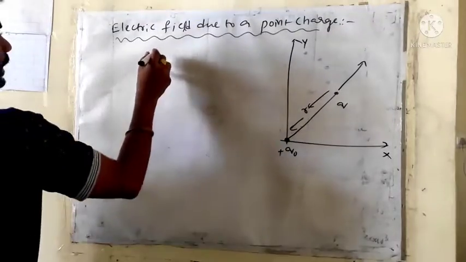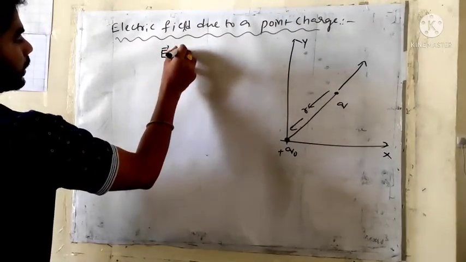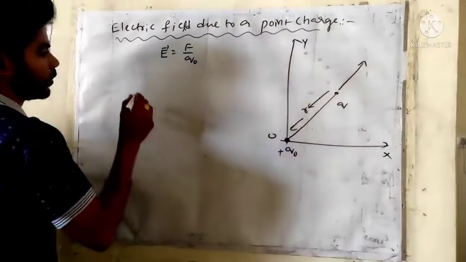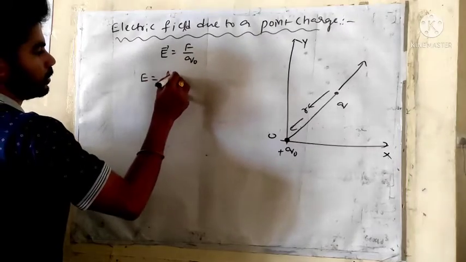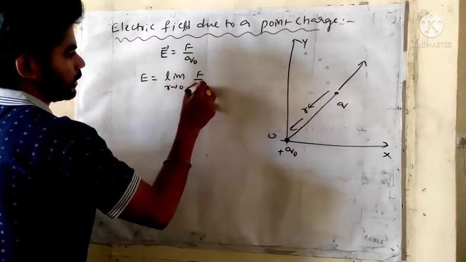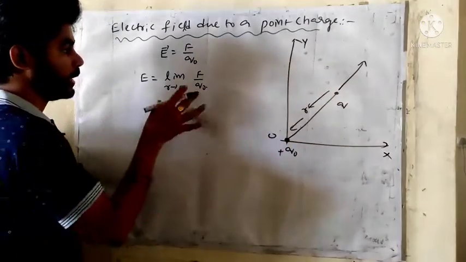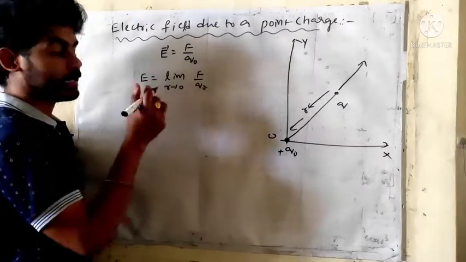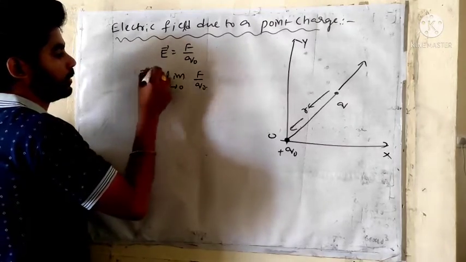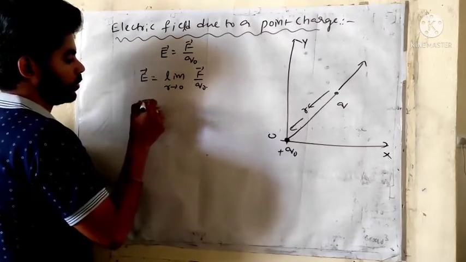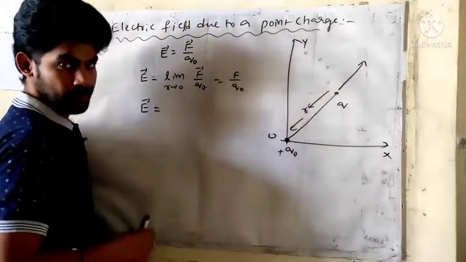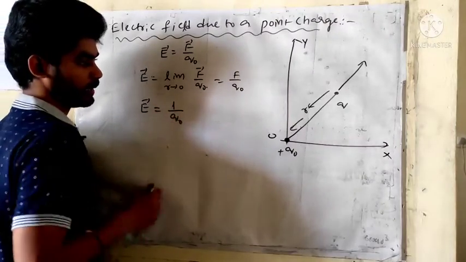What is the electric field intensity formula? E is equal to F by Q naught. Applying it at the origin point, the electric field is equal to the limit as r tends to 0 of F by Q naught. Here we derive the electric field due to a point charge. So E bar is equal to F by Q naught, and I write 1 by Q naught outside.